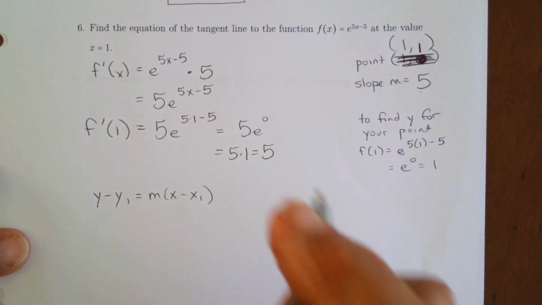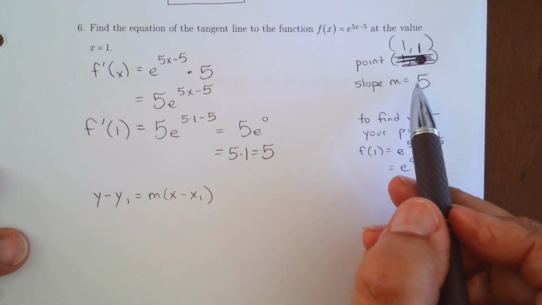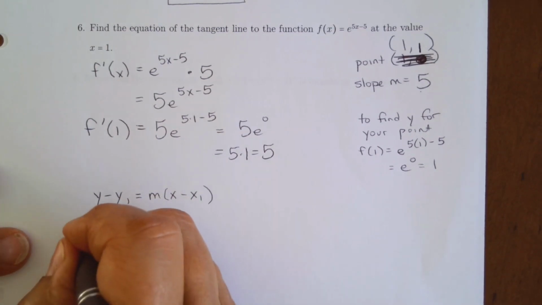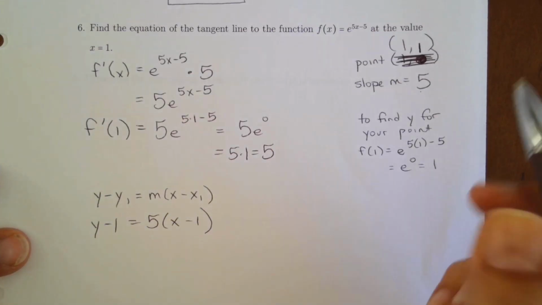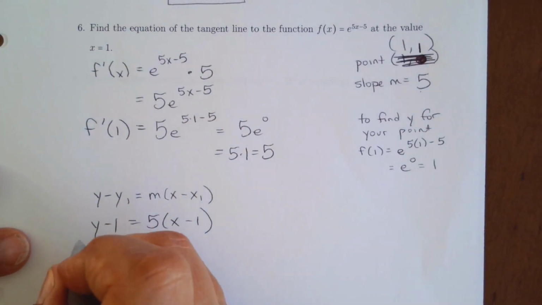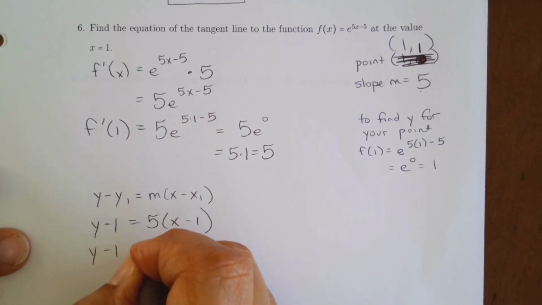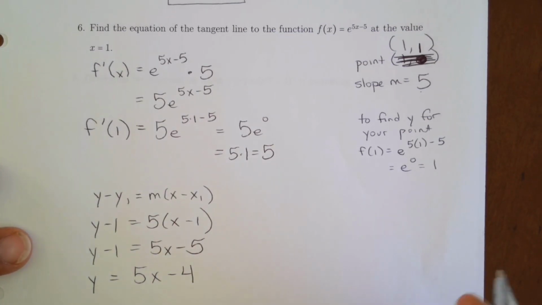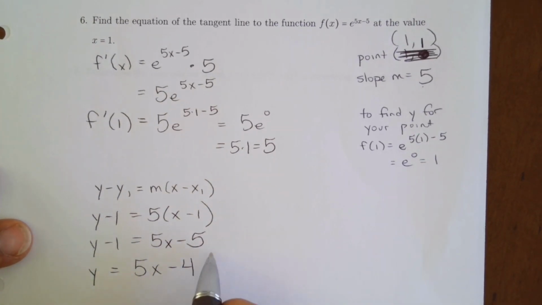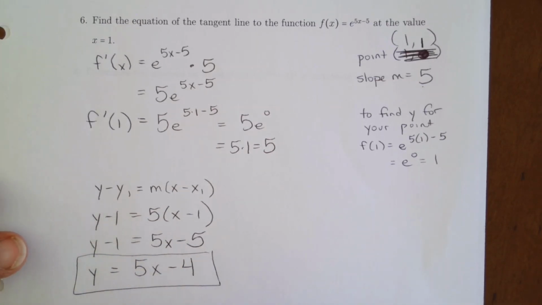Okay, so now we can write the equation of our line. We have our point, we have our slope, so now we're going to do this. So y minus 1 equals 5 times x minus 1, right, using those values. So y minus 1 equals 5x minus 5. Add 1 to both sides, so you get y equals 5x minus 4. And there's your equation of the tangent line. Okay?